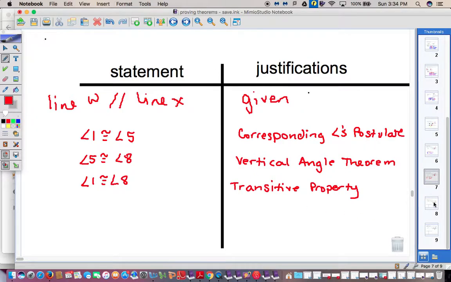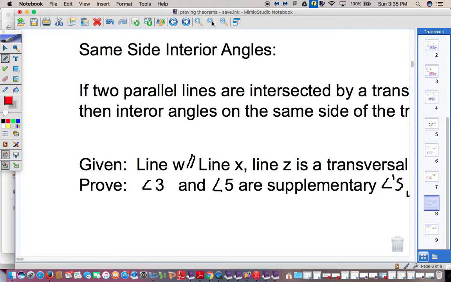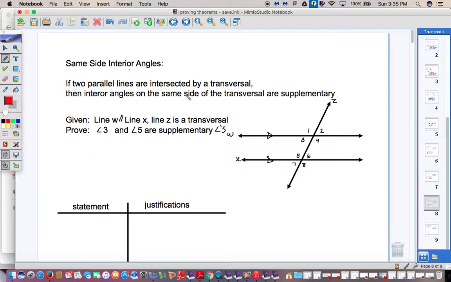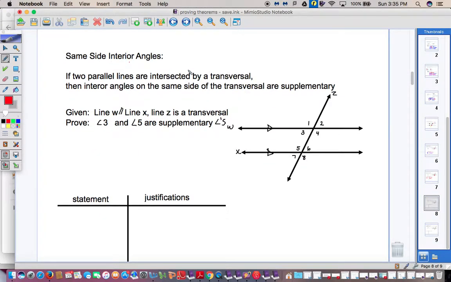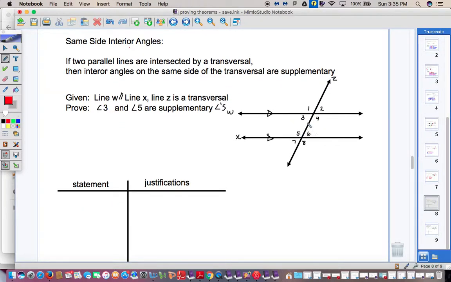Great. Okay, the next theorem that we're trying to prove is the same side interior angles. If two parallel lines are intersected by a transversal, then interior angles on the same side of the transversal are supplementary. Okay, so we're going to be looking at angle 3 and angle 5 here. But we could have also been looking at angle 4 and angle 6. Okay, so we're not saying that these angles are congruent to each other, so I'm going to get rid of the markings. But these are just the angles that we're interested in. We're interested in angle 3 and angle 5.